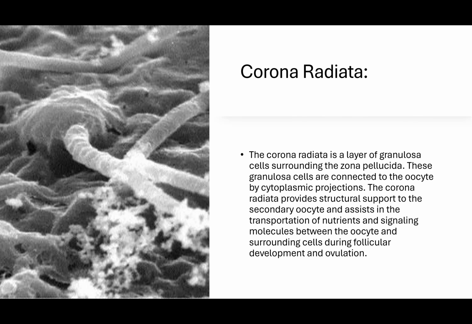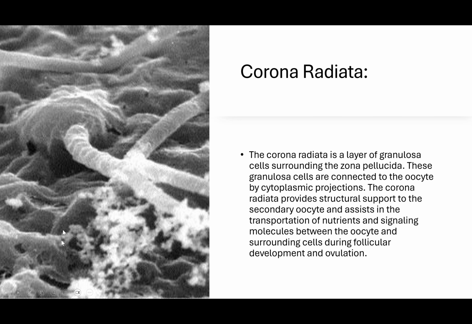The corona radiata is the outermost layer of granulosa cells surrounding the zona pellucida. These granulosa cells are connected to the oocyte by cytoplasmic projections. So you see those spines, those are cytoplasmic projections to the corona radiata. So we have that there.